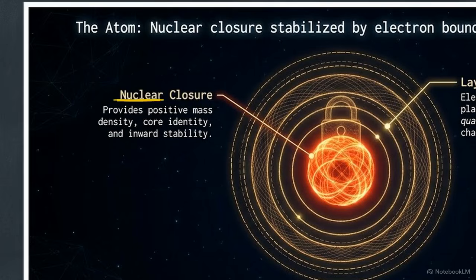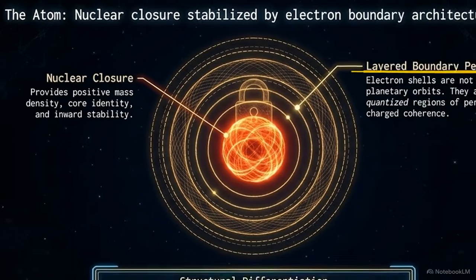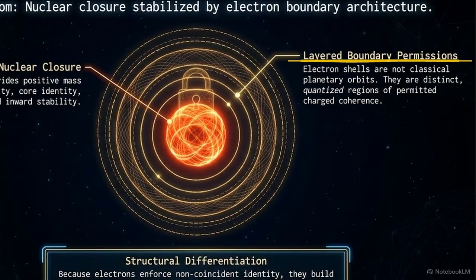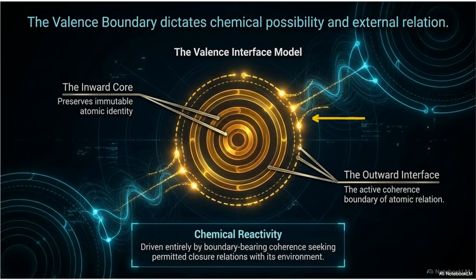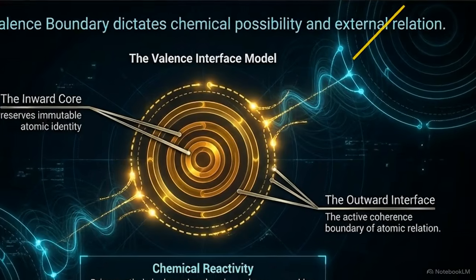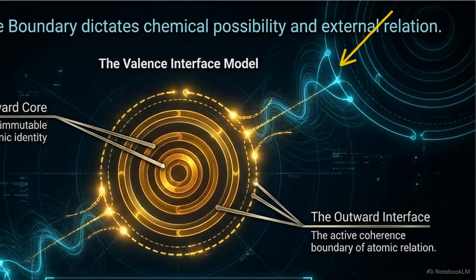The red nuclear closure at the core provides the inward anchor and mass density for the system. Surrounding that core are electron shells. These are not planetary orbits, but distinct regions of permitted boundary architecture. The valence boundary at the outermost layer dictates chemical reactivity. It is a boundary seeking stable closure relations with the external environment.